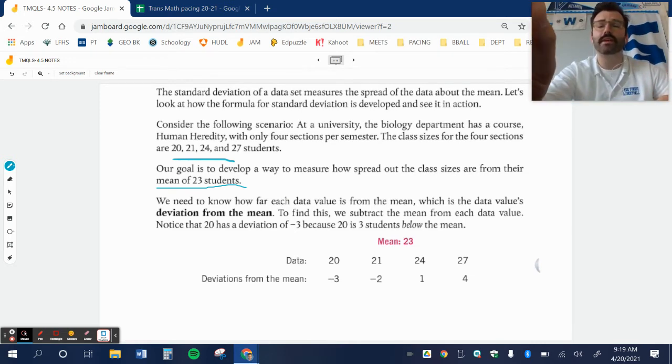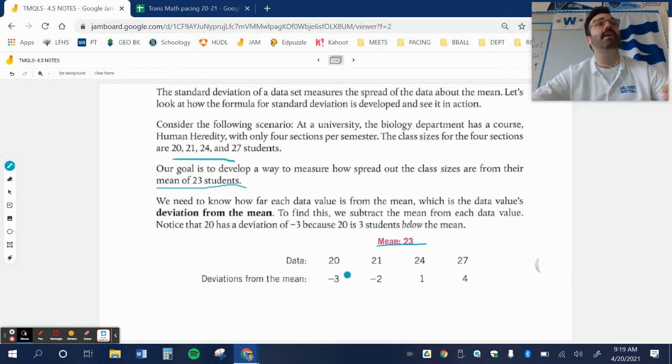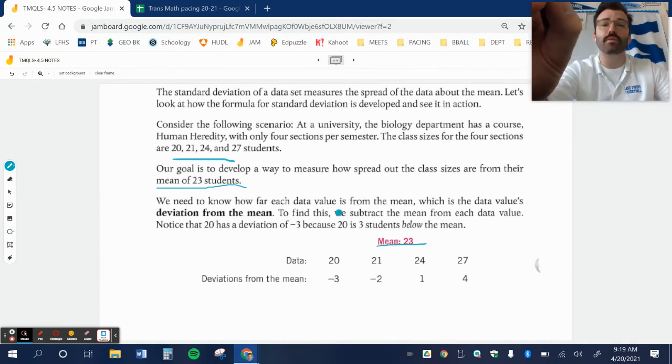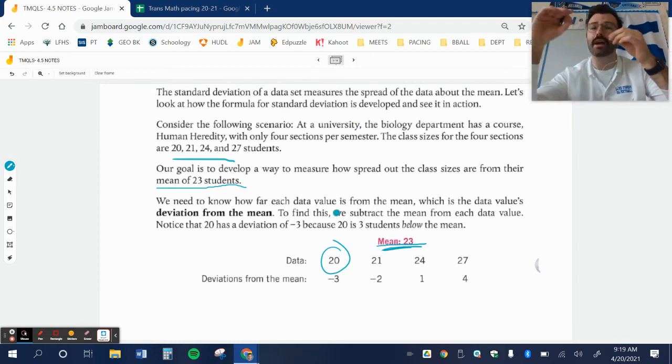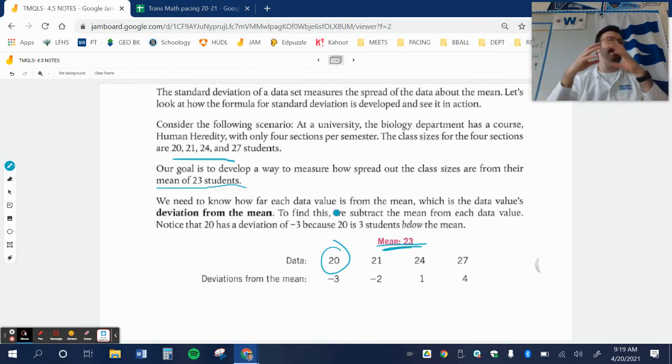So the next thing we need to calculate is how much each data value deviates from the mean. What I'm talking about is I take my data point of 20 and subtract the mean from it to figure out how close it is to the average. We're trying to calculate how tightly packed our data set is, or if there are any outliers. So 20 minus 23, I get -3. 21 minus 23, I get -2. 24 minus 23, I get +1, and 27 minus 23, I get 4.